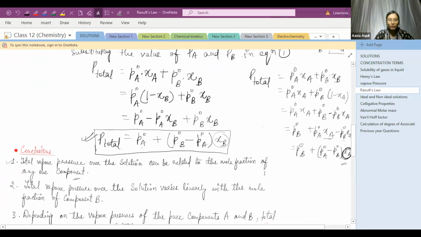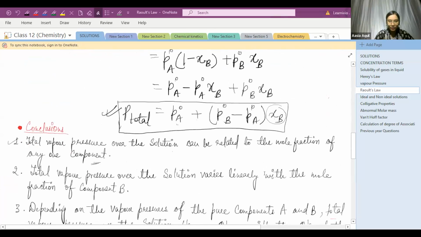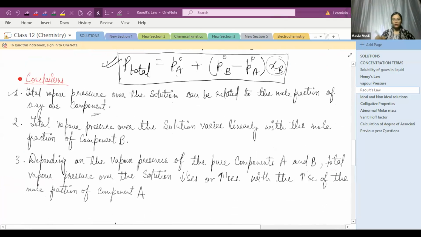So the conclusion was that, right? There are three conclusions which can be drawn from this equation, right? This equation, P total is equal to P naught A plus (P naught B minus P naught A) into XB. And you know very well what these terms are. P naught A is the vapor pressure of the pure component A, right? And P naught B is the vapor pressure of the pure component B, right? And XB is your mole fraction of B.